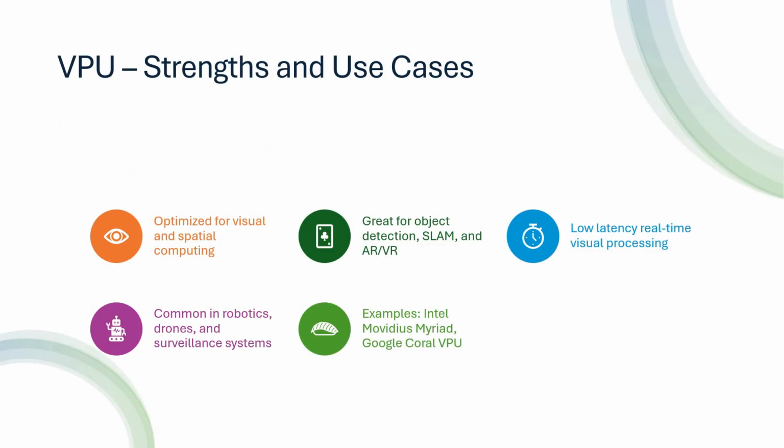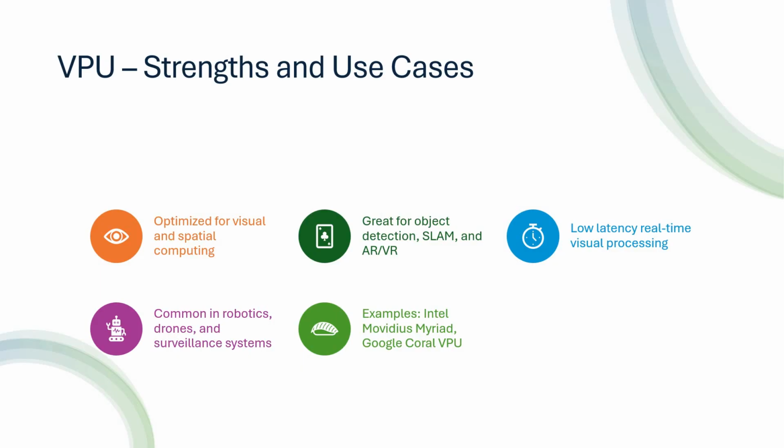Right, let's get into VPUs. VPUs are tailored for vision, not just video, but also spatial awareness. They are ideal in robotics, drones, and AR/VR applications where low latency image processing is the key. Unlike NPUs, VPUs handle depth mapping, object tracking, and real-time SLAM.